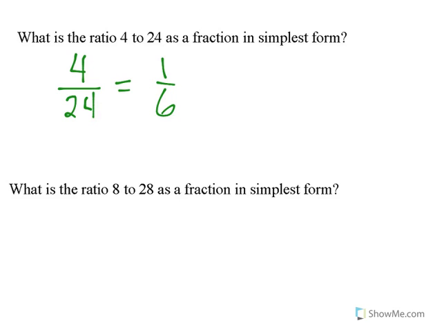Okay. So the ratio of 8 to 28 as a fraction, we put 8 on top, 28 on the bottom. Now let's divide the top and bottom by 4, and we get 2 over 7. And that is 8 to 28 as a fraction in simplest form.